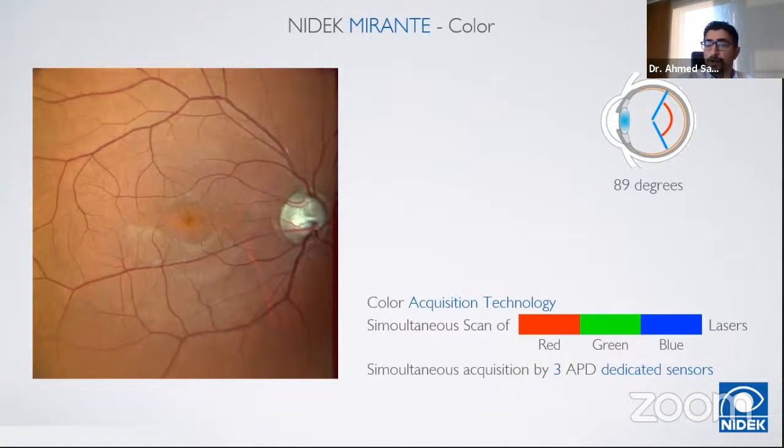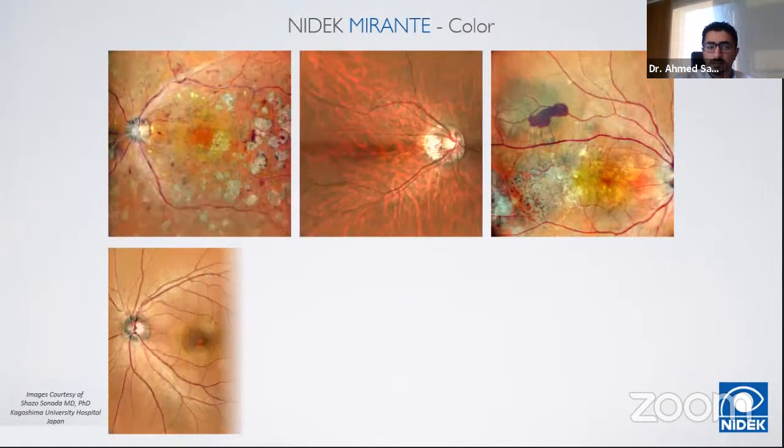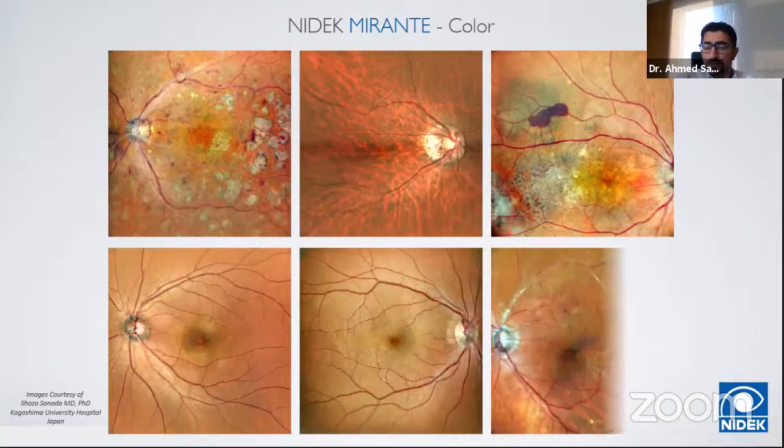So the blue laser provides us information regarding the sensory retina, the green laser provides information from the sensory retina until the RPE, and the red laser provides information from the RPE till the choroid. Definitely all of the images can be taken through an undilated pupil. Minimum pupil diameter is 2 millimeters. These are examples of the colored images.